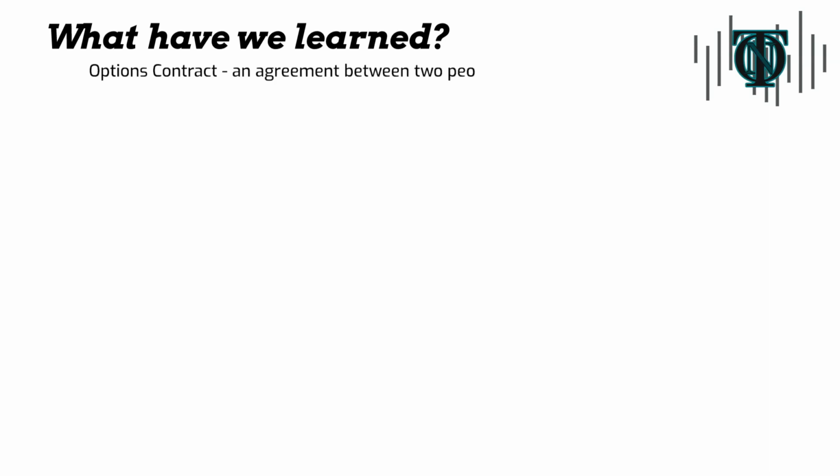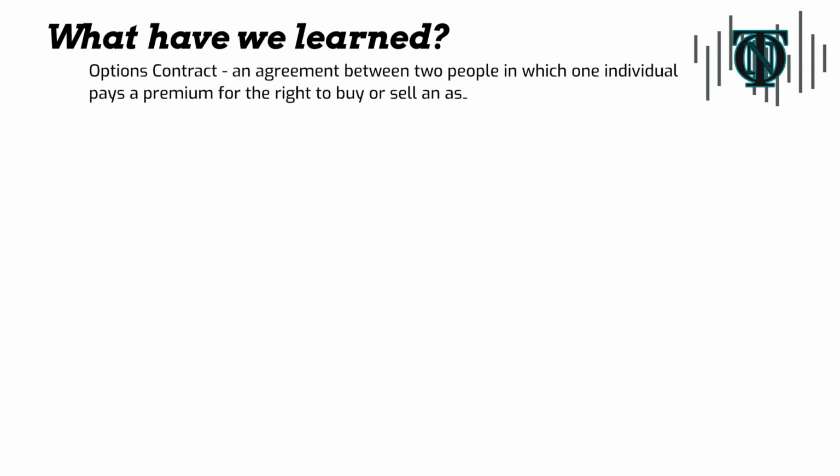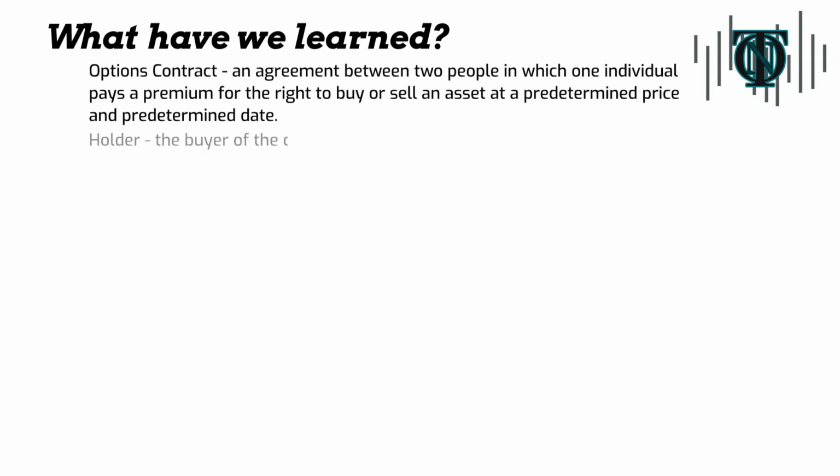So what have we learned? In this quick lesson, you should have learned quite a few new terms when it comes to options. Let's review. An options contract is an agreement between two people in which one individual pays a premium for the right to buy or sell an asset at a predetermined price and predetermined date. The holder is the buyer of the options contract, while the writer is the seller of the options contract.